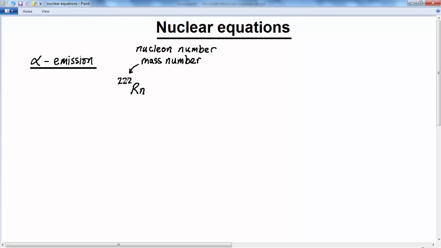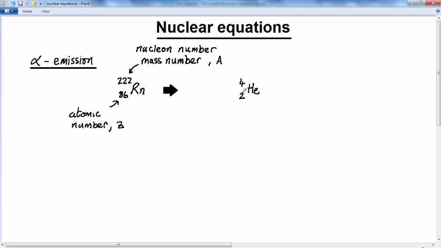So that tells us how many protons and neutrons there are, and then at the bottom we have the atomic number, which is the position the element appears on the periodic table, and this is given the symbol Z. The mass number or nucleon number is given the symbol A. So radon 222 is an unstable isotope. It results in an alpha emission, and we remember that an alpha particle is a helium nucleus, so we can write the alpha particle as helium 4 2.